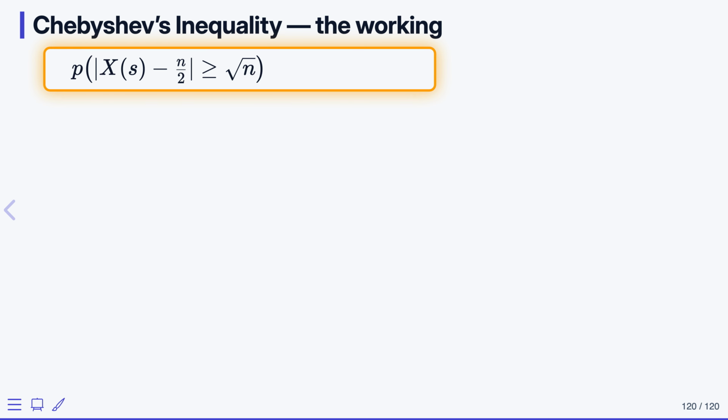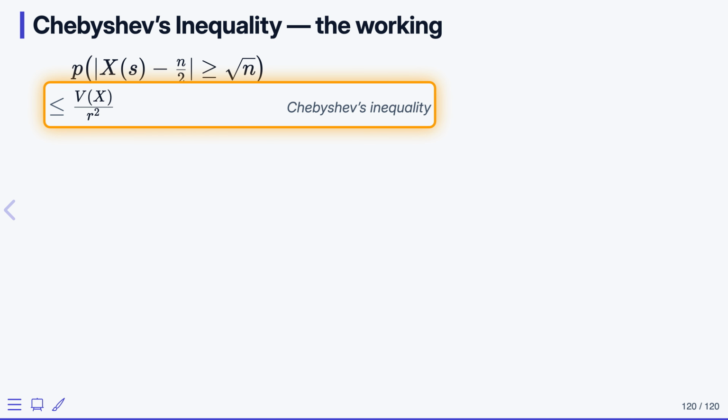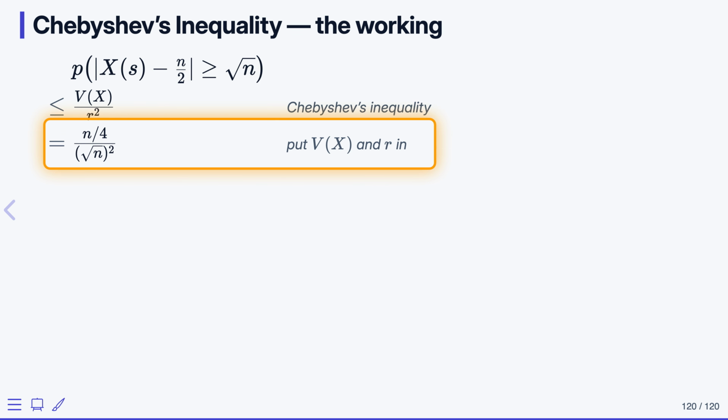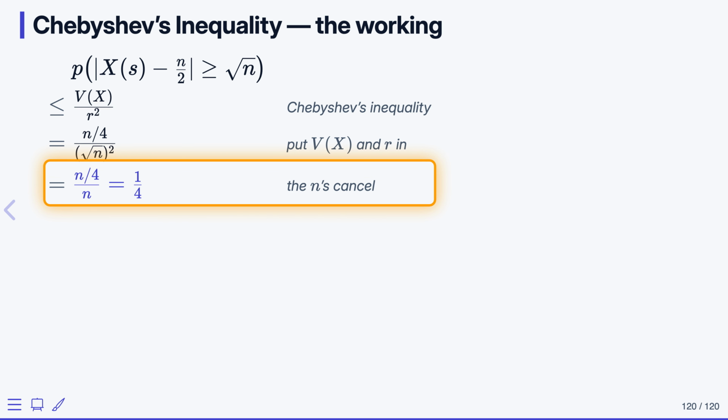We start from the probability we want to bound. Chebyshev's inequality bounds it by the variance over r squared. Now put the numbers in. The variance is n over 4 and r squared is n. The n's cancel, leaving 1/4. So whatever n is, the number of tails is at least the square root of n away from the mean no more than one time in 4.